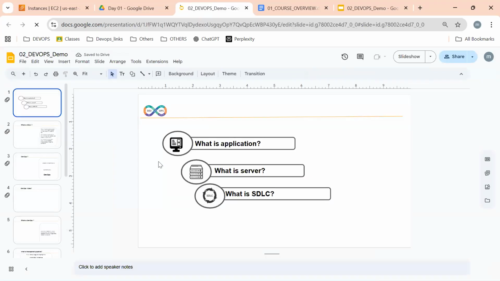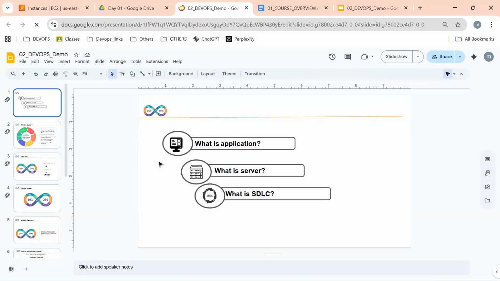Before starting, let me introduce myself. My name is Maha. I have more than 15 years of experience in IT. My career started as a Java developer. Then I turned into a DevOps engineer. For the last 5 plus years, I'm working as a senior DevOps engineer. It includes DevOps, AWS, and Azure also. This is exactly my profile.